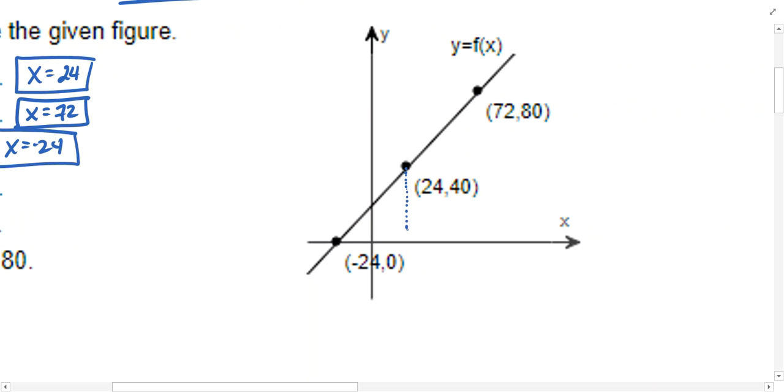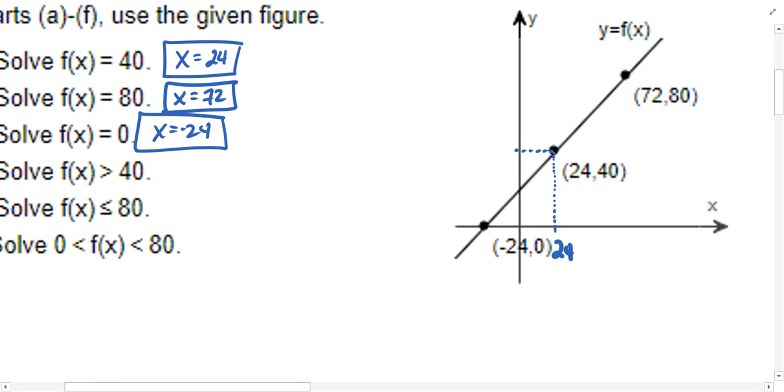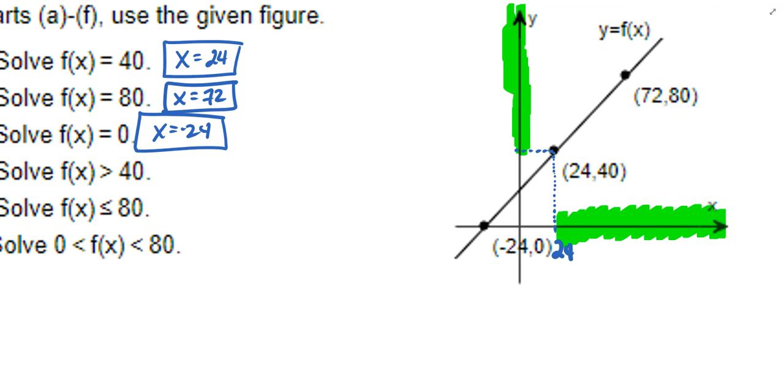Well, we know that right here, when x is equal to positive 24, that's when the y value becomes equal to 40. So the range or domain of values that make the y components larger than 40, well, that would be up here. These are where the y values are larger than 40. And all of that occurs to the right of 24. Any x value that we choose larger than 24 is going to correlate to a y value bigger than 40.